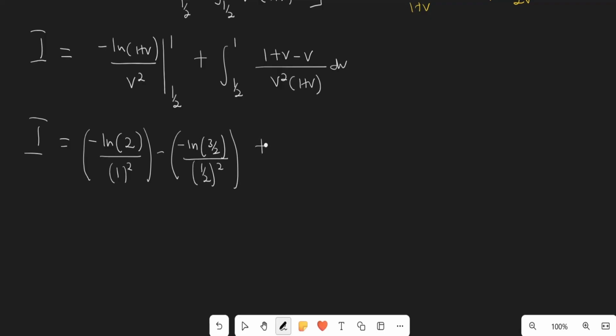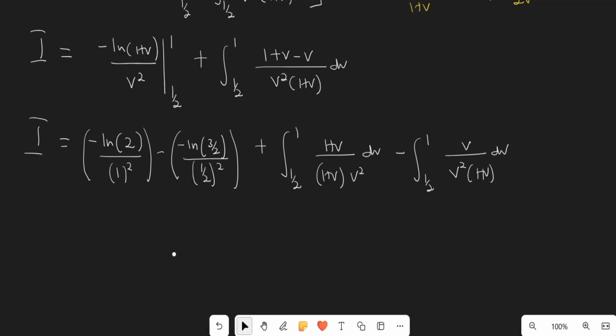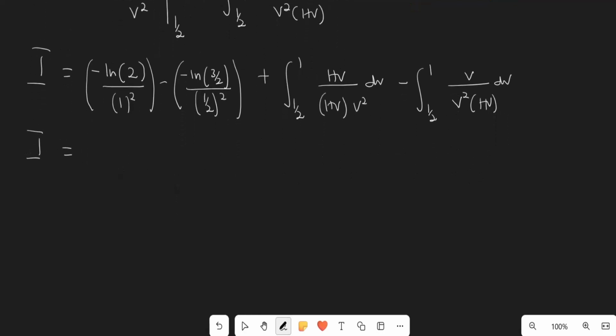Alright, and then plus this one, I'm now going to split this one into 2 different integrals. The integral from 1/2 to 1 of 1 plus v divided by 1 plus v times v squared dv. The next one is going to be negative the integral 1/2 to 1 of v all over v squared times 1 plus v dv. Let's simplify the limit, shall we? This one is, we have negative ln of 2 like this, and this is going to be positive because negative, right? So positive, you have the ln of 3 over 2.